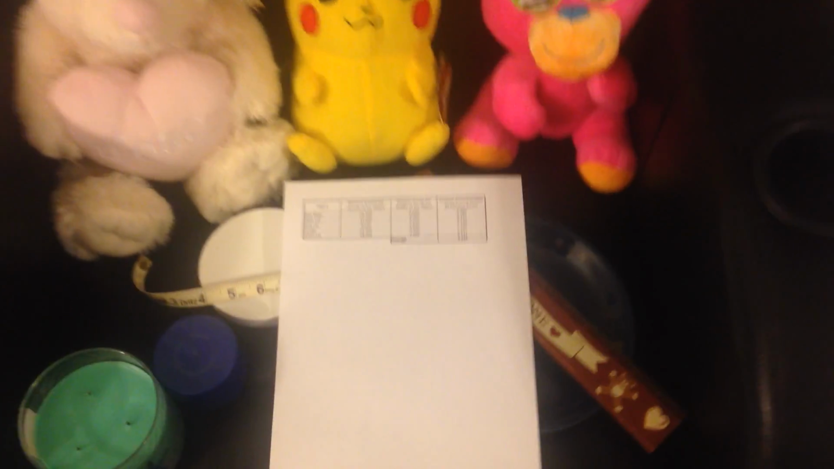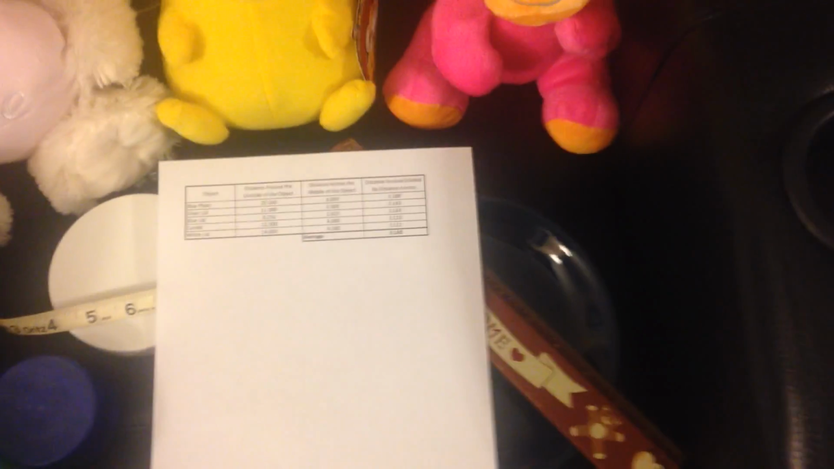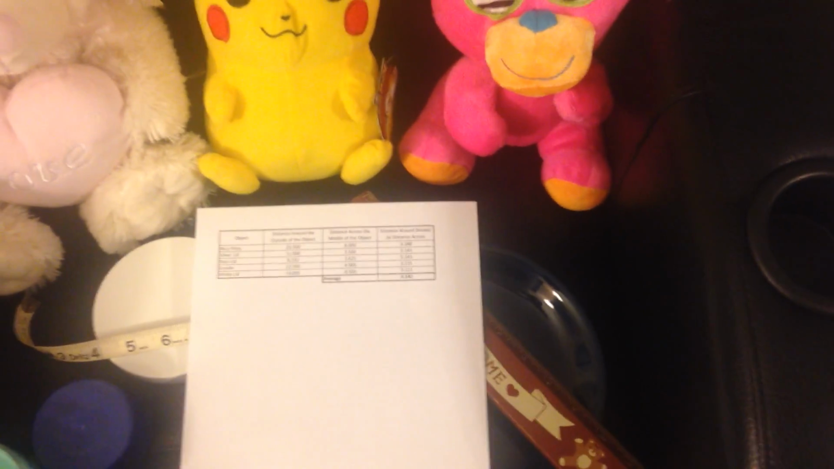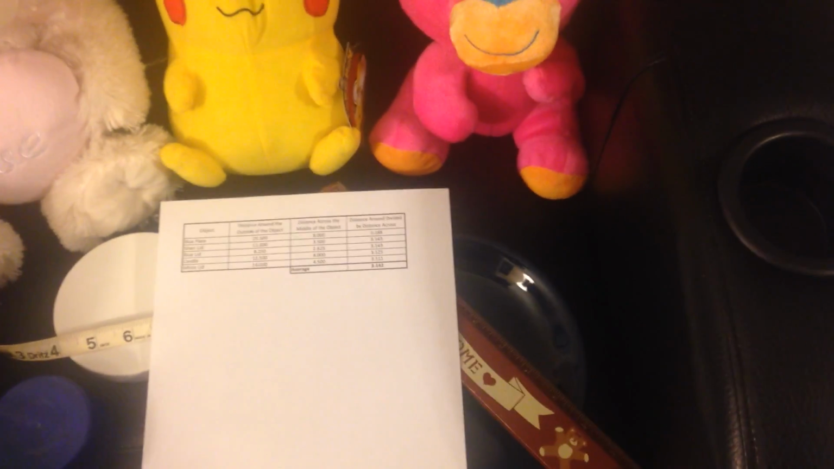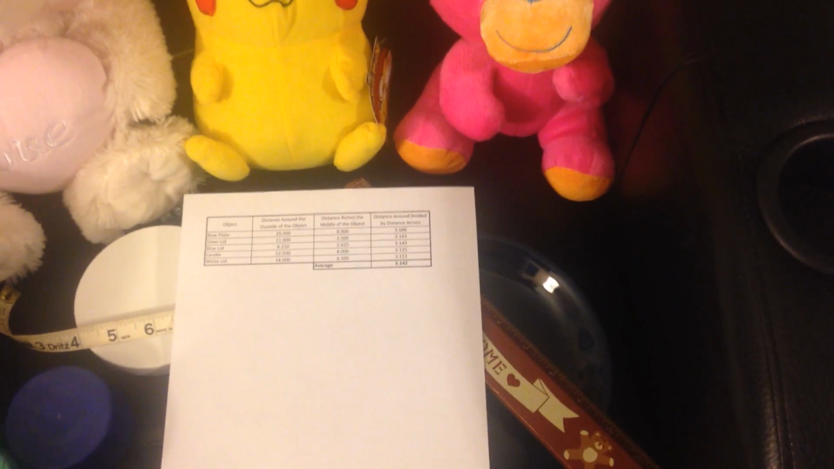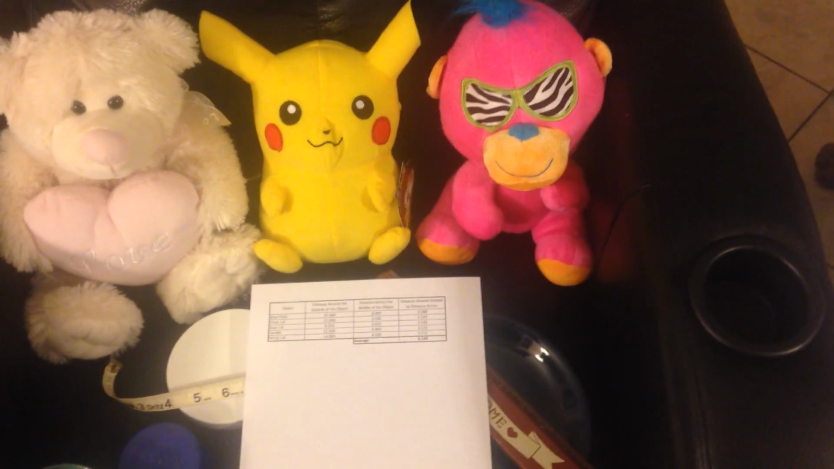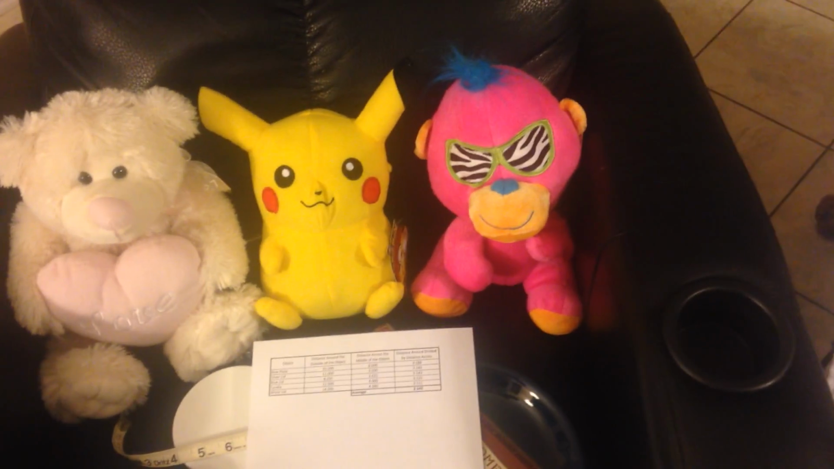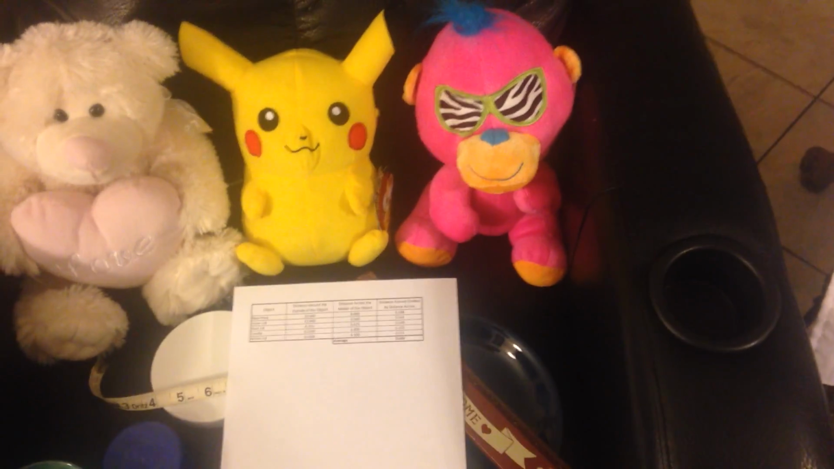Pikachu, very good. I see that you finished yours and you have your numbers. Did you notice anything about the column of the distance around divided by the distance across? Yes, it was about the same number. And what number was that? It was 3.14. Gosh, do we know anything about that number, 3.14? I do know something about 3.14. That's pi. All right, we have studied pi many times in class.